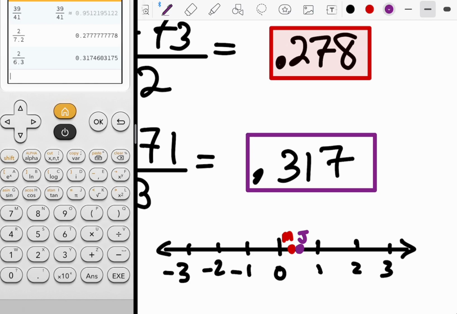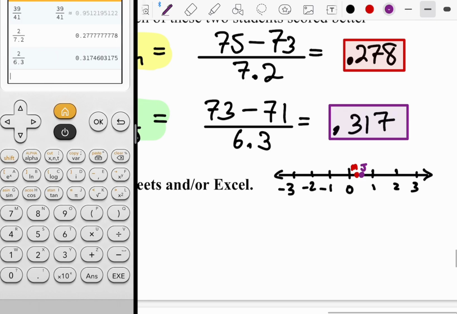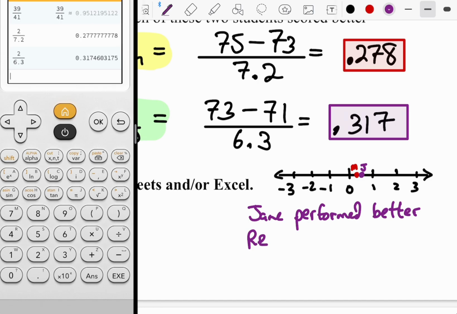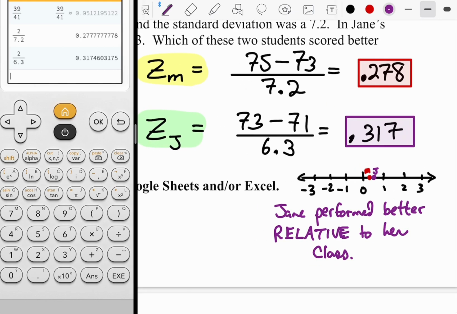So what we learned from this is that Jane performed better relative to her class. She didn't perform better on the test. She performed better relative to the other students that also took the same test than Mike did compared to all the students that took the test that he took.